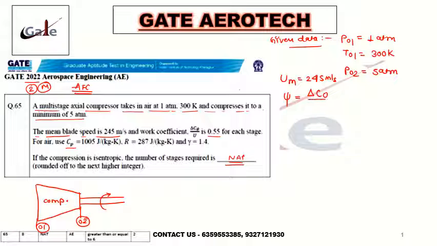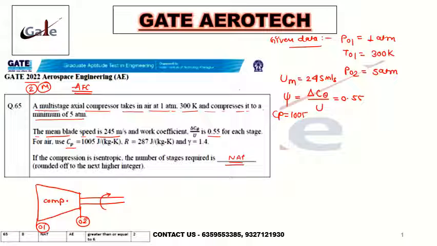In the question they have given this kind of notation, if you see carefully, which is given by 0.55, right? This work coefficient, sometimes we say loading coefficient or blade loading coefficient, is a very important parameter of your compressor design. If you go through any book you will find this work coefficient. And Cp they have given, which is 1005.